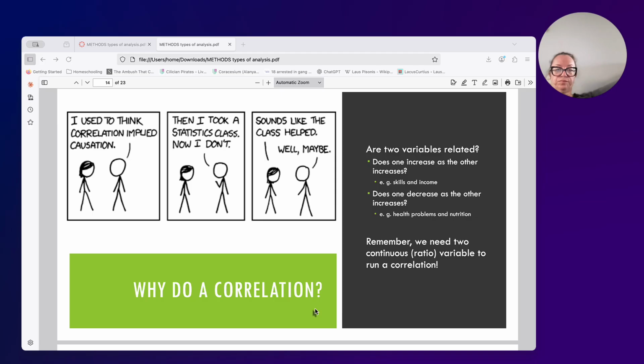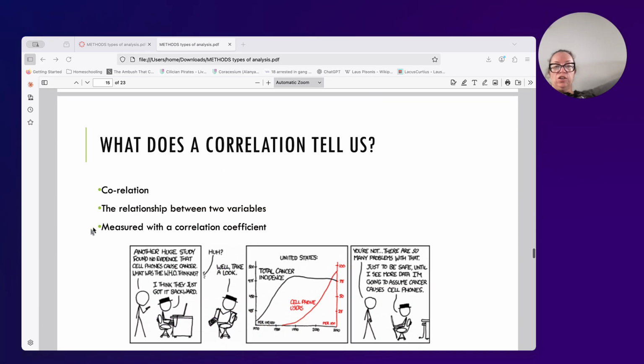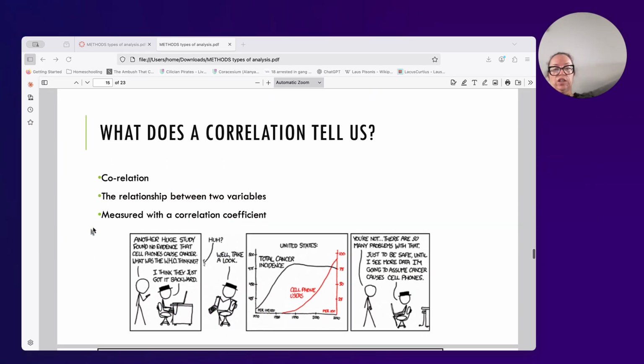Again, co-relationship. That's how we should think about it. We're not looking at group differences. We're looking at how two things relate to each other. Are they related at all? And we can get correlations that range over a number of values. We use a correlation coefficient that measures from -1 to +1. And we'll take a look at that next, after this slide.